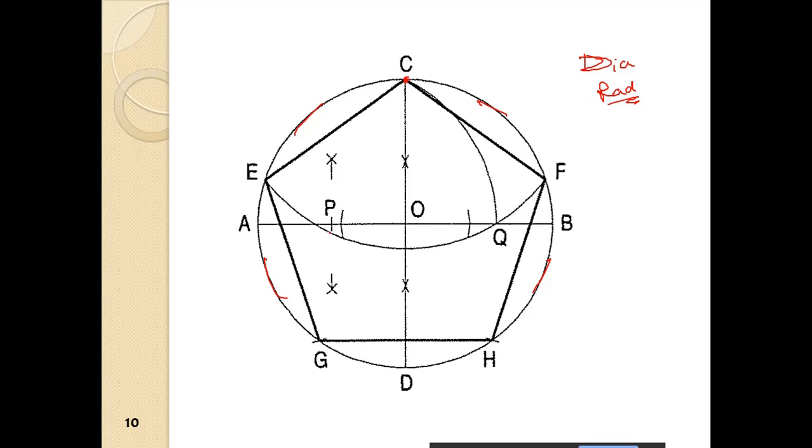Okay, then what I do, once this is done, I bisect these two. All right, AO I bisect, then with P as center and PC as radius I intersect the diameter at Q. Then I take CQ as the radius. So CQ is basically the length of the edge of the pentagon. Okay, so once you have CQ, you draw this arc and this arc.